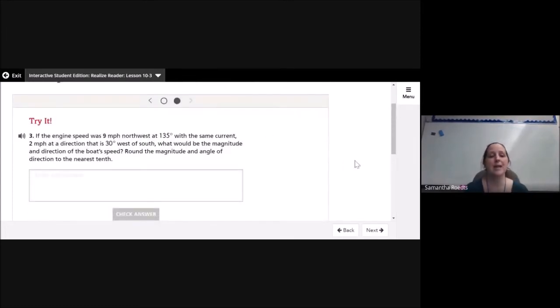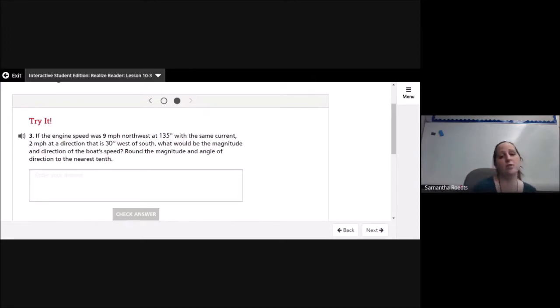All right, so let's try it. If the engine speed is 9 miles per hour northwest at 135 degrees with the same current, 2 miles per hour at a direction that is 30 degrees west of south, what would be the magnitude and direction of the boat speed? Round the magnitude and angle of direction to the nearest tenth. So we're going to be doing something very similar to what we just did. Instead of 12, we're going to be using 9, and instead of 30, we have 135. So 135 is not pretty, and it won't give us a nice, lovely triangle with a 90-degree angle.